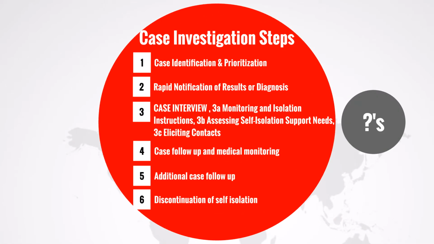The steps to contact investigation are here. There's 6 main ones. The first 2 steps, the case identification and prioritization and the rapid notification of results or diagnosis, those steps are done by your supervisor or other personnel in charge of those steps. As a case investigator / contact tracer, you're more worried about step 3 right here, which is the case interview. There's different steps. We have 3A, 3B, and 3C, and we're going to talk about those in just a sec. And then steps 4, 5, and 6 we're also responsible for as well.